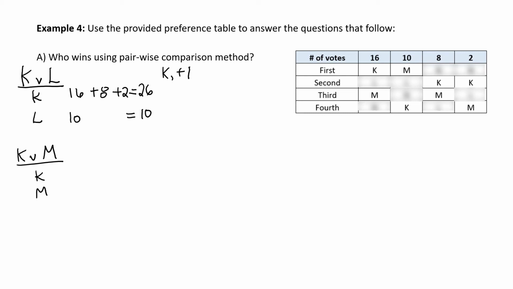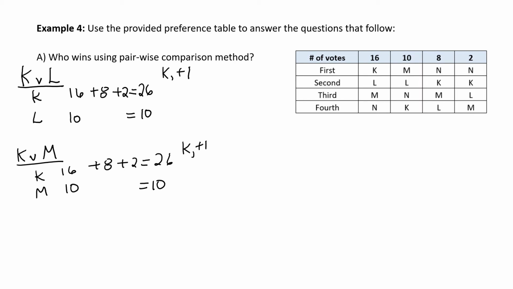On the first ballot, K wins. On the second ballot, M is ahead. On the third ballot, K is right above M, so K gets the 8. And on the last one, K is still above M, so K gets 2. That count turns out to be 26 for K, 10 for M. K gets another point.